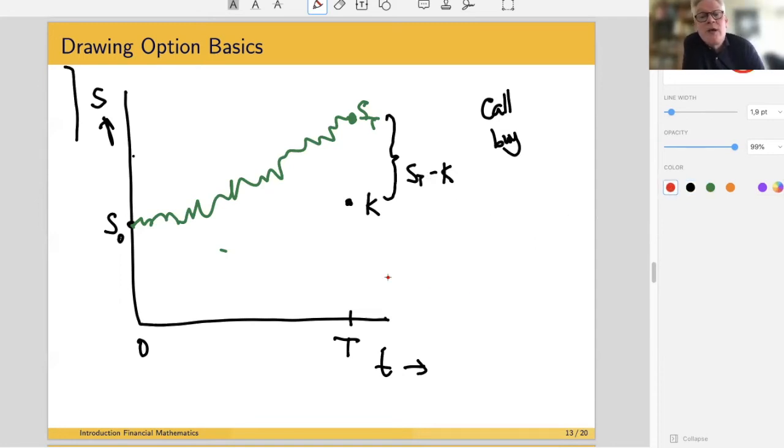However, there's also another scenario. Maybe the stock doesn't develop so well. Initially, maybe going well, but then there's some problem in the market, and the stock ends up here. That's another possibility, because we don't know what's going to happen. The stock may end up here.